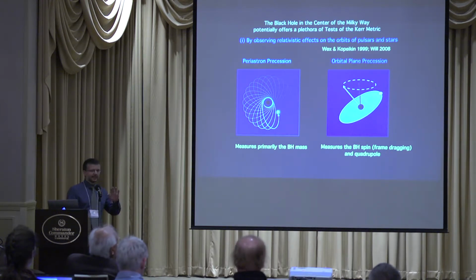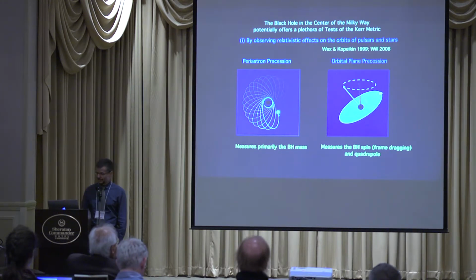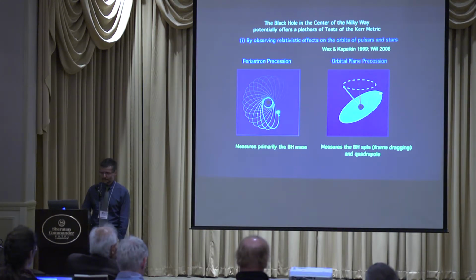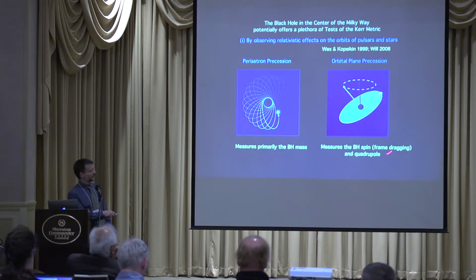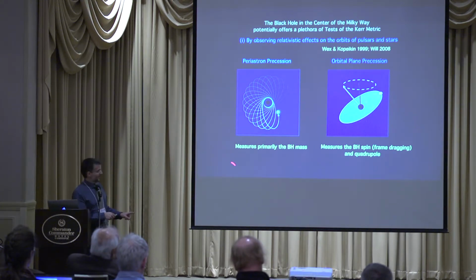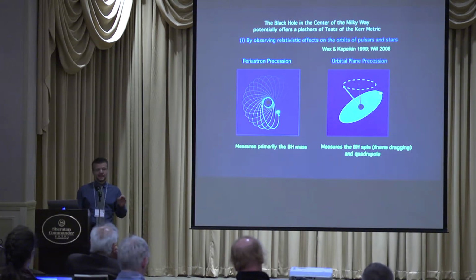But if the orbit is inclined with respect to the spin of the black hole, the orbit will precess, and that precession will measure the black hole spin due to frame dragging and the quadrupole moment because of quadrupole precession. Now, with just a single star or a single pulsar, doing the relativistic effects on the orbits, you can measure a combination of the two. If you have more than one, because of the different radial dependence of the phenomena, in principle, you can break the degeneracy. The problem with these kinds of events is that the orbits around the central mass of the Milky Way are very eccentric.